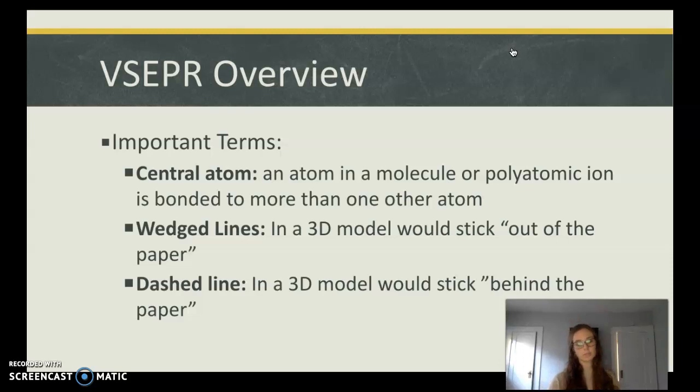A few important terms. The central atom we've been talking about a lot over this semester. It's the atom that is bonded to more than one atom and is in the center of your molecule. Then, since you can't always create a 3D structure on paper, we will draw our molecules in ways that show they're 3D. Wedge lines will stick out of the paper and dashed lines are behind the paper. So wedge lines mean it's sticking out, dash means going in, and make sure you have those terms and ideas in your notes to help you out.